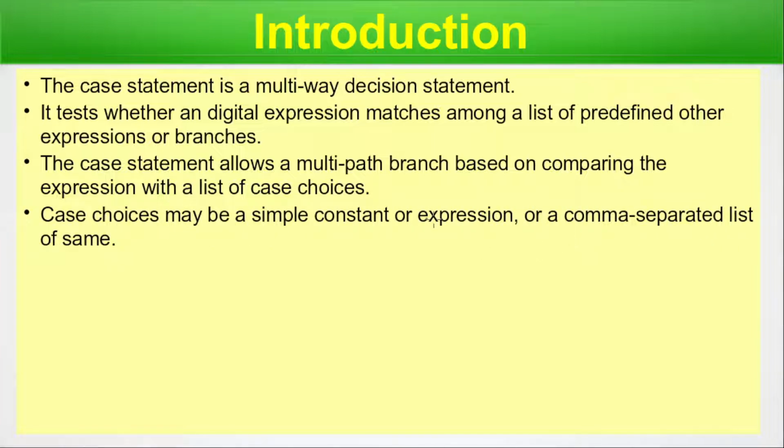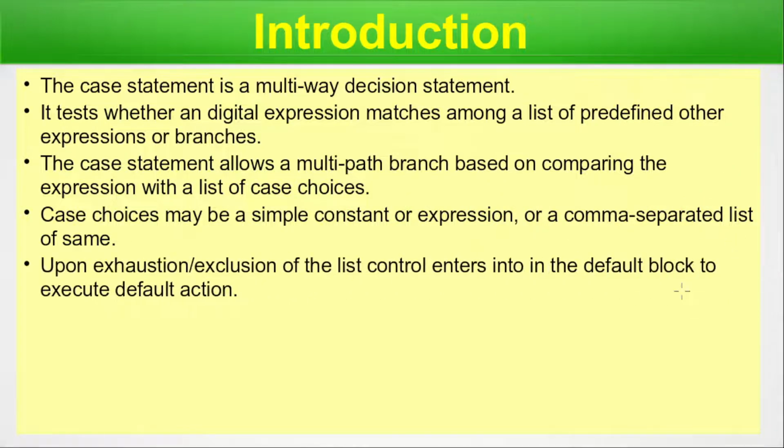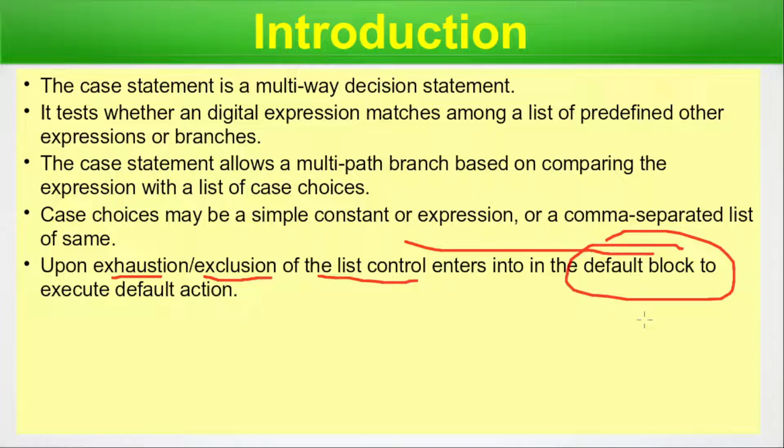Case choices may be a simple constant or expression or a comma separated list of the same. So when you are writing case within parentheses, what can come? A constant can come, an expression can come, and a comma separated list can come. These 3. Definitely we will go through the example. There you will see this. Upon exhaustion or exclusion of the list, control enters into the default block. That means when all the cases from the lookup table are finished, it finally enters into the last block, that is the default one. That means the checking counter has not matched with the values or the expressions that have been specified before the default one.